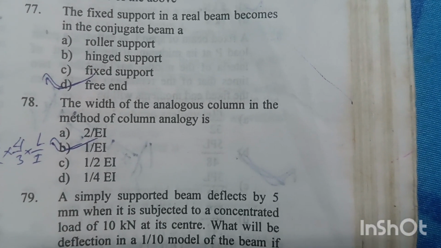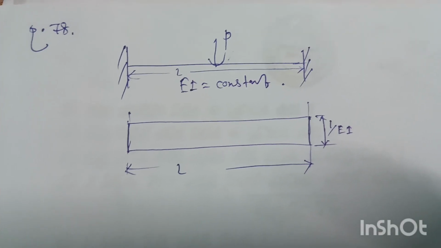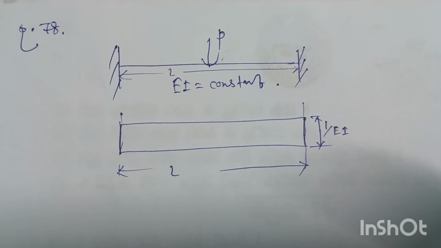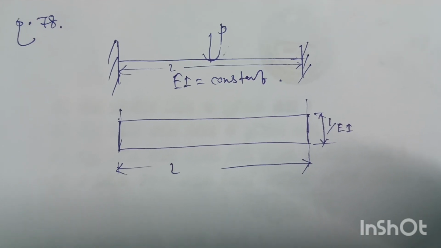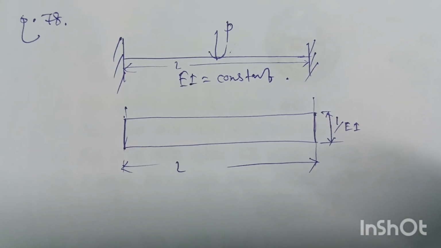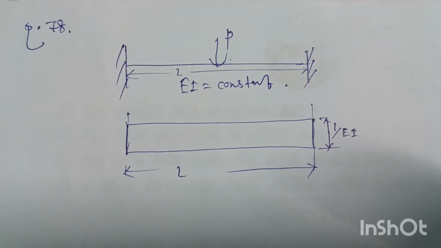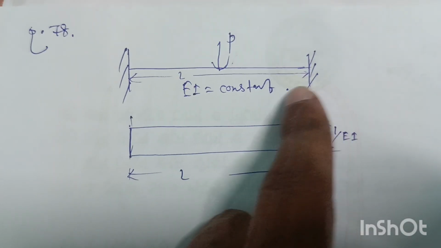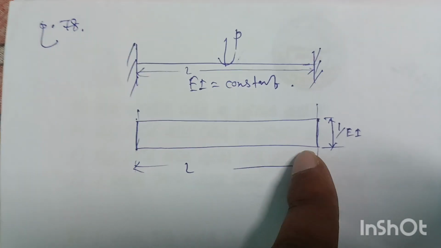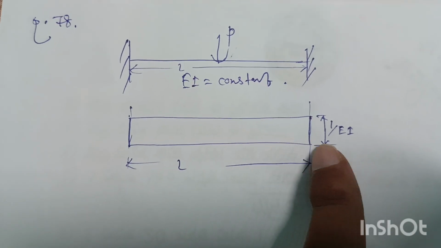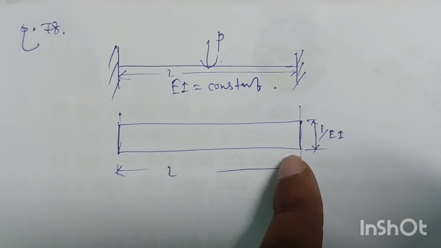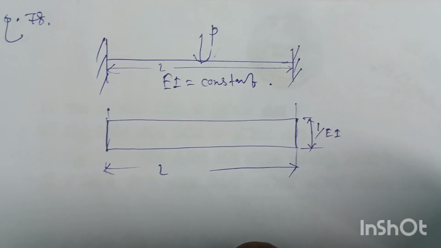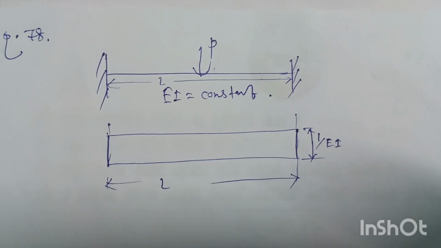Question number 78. The width of analogous column in the method of column analogy is. Column analogy method is used for analyzing the indeterminate structures such as beams, frames, etc. And by this method we can find out the fixed end moments, deflection, slopes in these structures. In a column analogy method, the entire beam is converted to an analogous column. The length of the column section is L, and width of the column section will be 1 by EI. And EI is the flexural rigidity of the concerned beam. Option B is right answer.